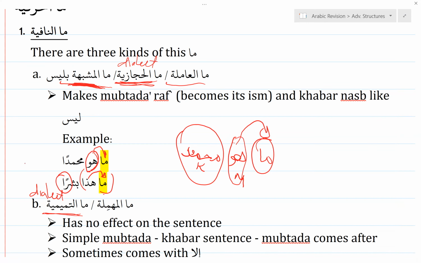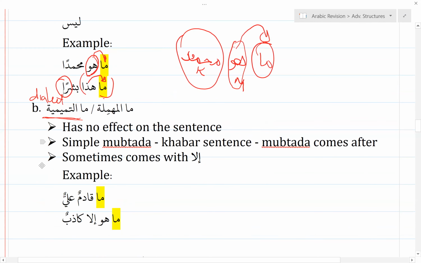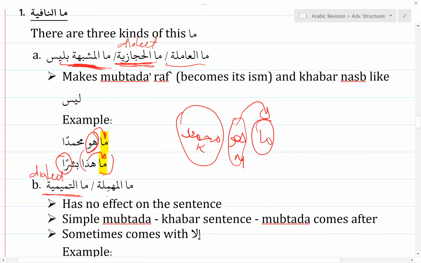So the Hijaziyya say, this ma will make the mubtada rafa, and it will make the khabar nasab. But the Tamimiyya guys say, no, you don't have to do anything. If the sentence is huwa Muhammad, it just remains huwa Muhammad. For example, qadimun Ali, Ali is coming. I don't have to change anything. It's just going to remain: Ali is not coming, ma qadimun Aliyun. Everything is going to be rafa. So this is basically the opposite of what came before. Ma al-tamimiyya is the opposite of ma al-hijaziyya.